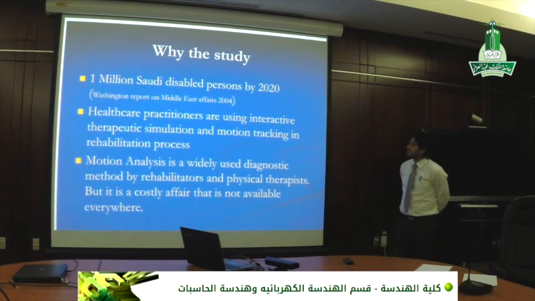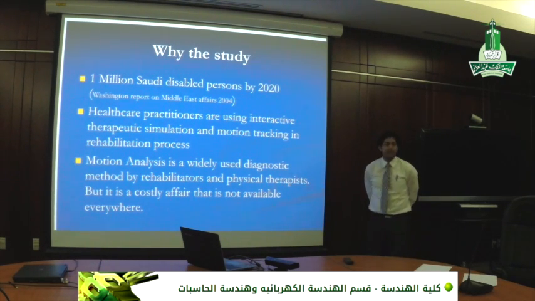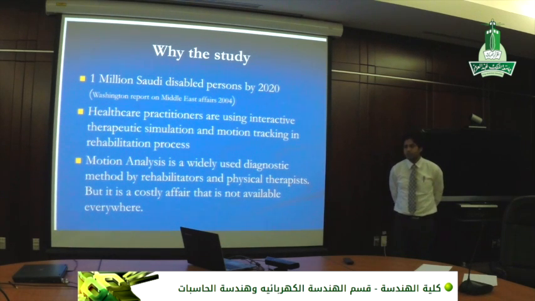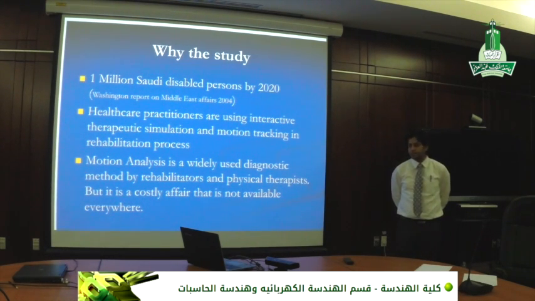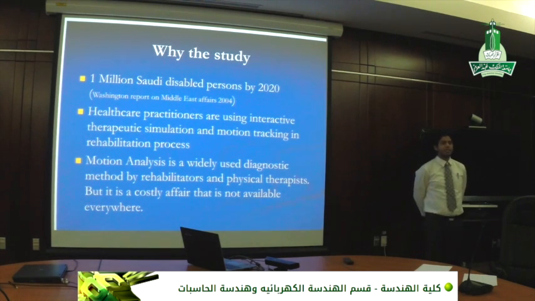Apart from that fact, the healthcare practitioners are using therapeutic simulation and motion tracking devices in rehabilitation process. Motion analysis is a widely used diagnostic tool used by physiotherapists for rehabilitation purpose. But the problem with motion analysis is it's quite a costly affair. That's precisely the reason why it is not available everywhere.